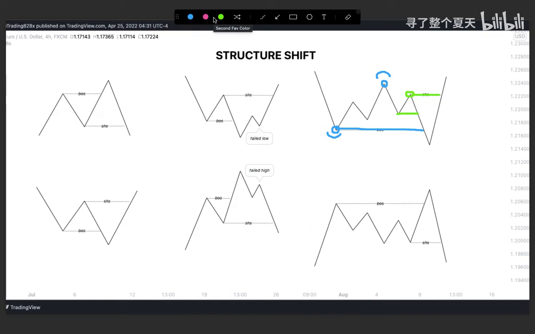Yes. Okay. Perfect. So it means that if price, like in this case, it ends up breaking the outermost.